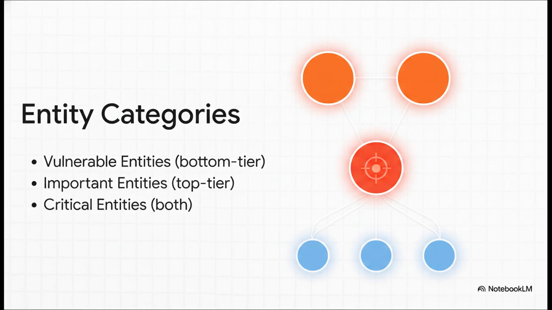Now, to model risk accurately across a network, we first have to categorize our entities. We classify every business in our supply chain into one of 3 distinct categories to build a solid framework for our math. First up, vulnerable entities. These are your bottommost tier in the network, mostly small businesses supplying parts or subassemblies. They are highly likely to fail if a connected entity fails. Second, we have important entities. These are the top-tier ultimate buyers who assemble the finished products. If an important entity goes under, it sends shockwaves across the entire network. And third, we have critical entities. These are the rare businesses that actually register as both vulnerable and important at the exact same time.